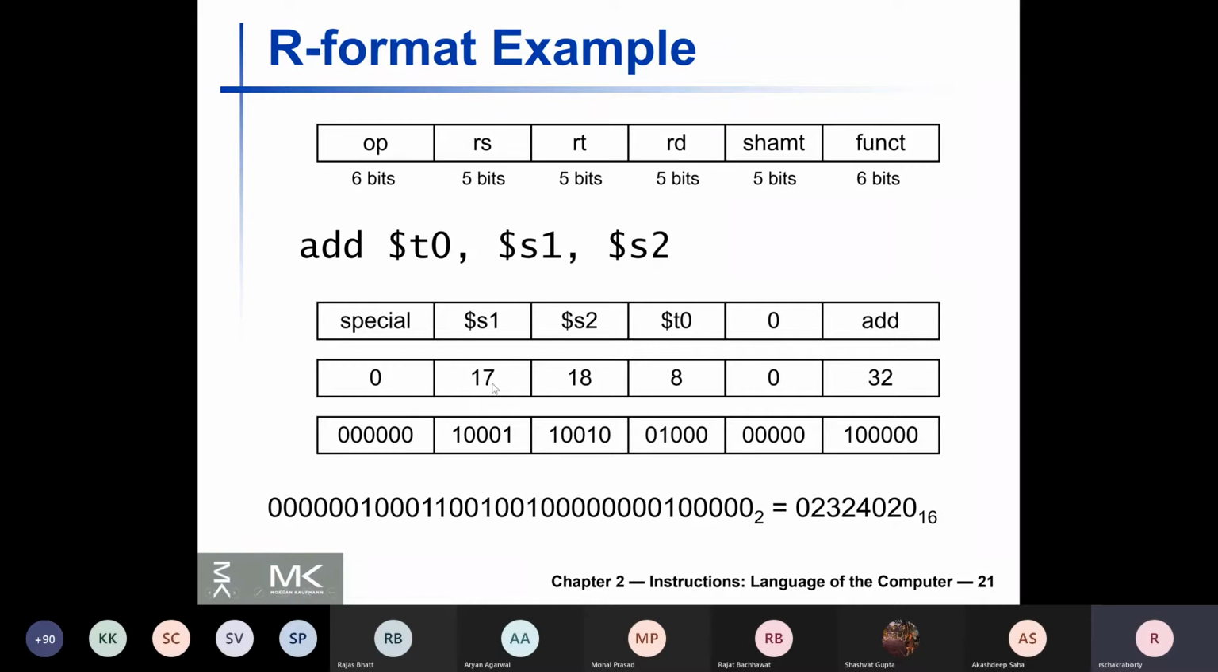S1 and S2 are register numbers 17 and 18. So you write the 5-bit representation of 17 and the 5-bit representation of 18. Don't get confused that there are ones on the left. For the RS, RT, RD representations in binary, we will use only unsigned representations. So it is okay if there is a 1 on the left.